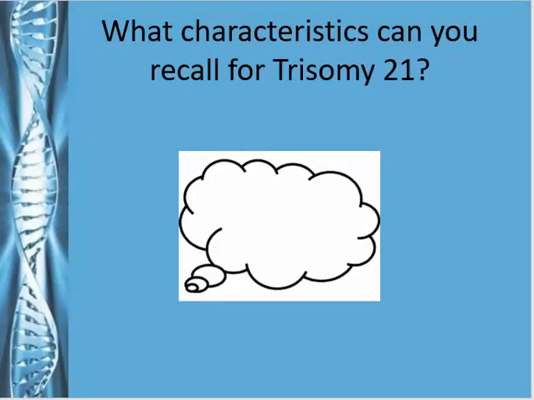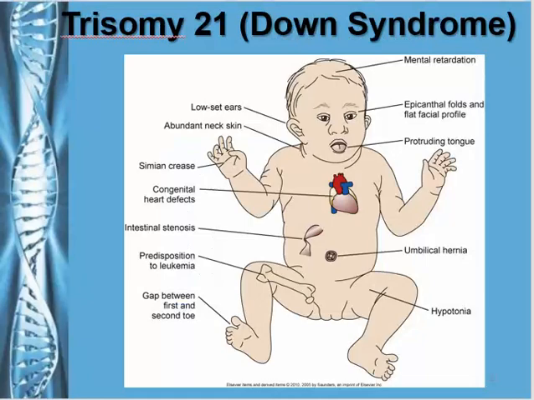So if you think about Down syndrome, there's things like low set ears, epicanthal folds, a very flat face. This used to be called mongoloidism because these people looked like they were Asian with the epicanthal fold and the flat face. Abundant skin in the neck. Simian crease is the hand fold, so the lifeline and the other heart line, I guess, join to one another. Oftentimes, these people have heart defects.